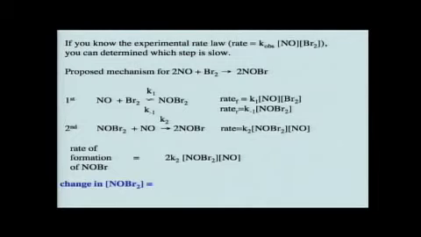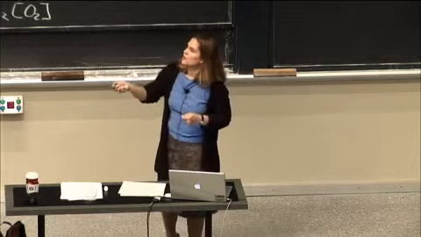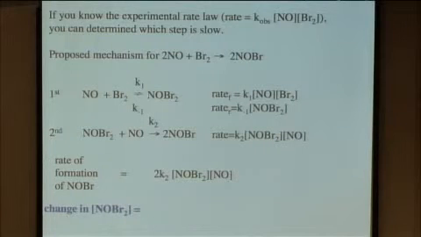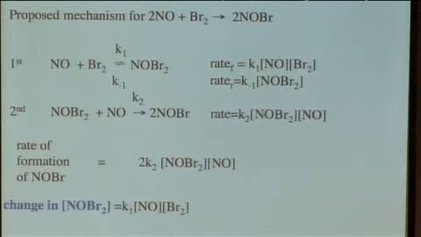So we're going to write about the change in the concentration of that intermediate. The intermediate's being formed in the first step, so we first write the rate at which it's being formed. It's being formed here. So that's k1 times [NO] times the concentration of Br2. So this is how it's being formed.